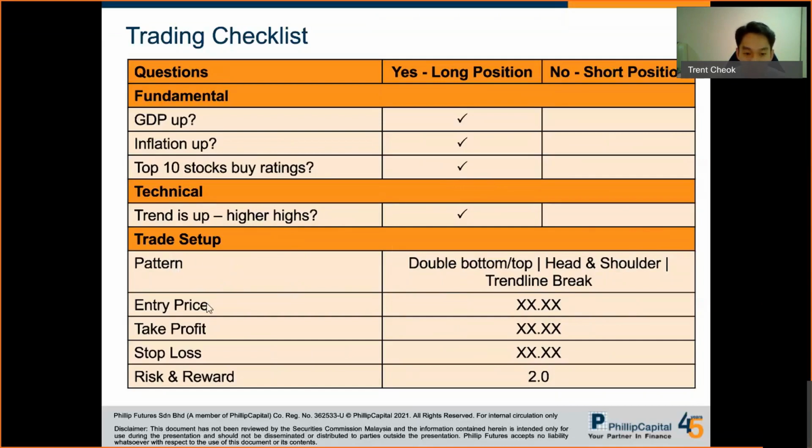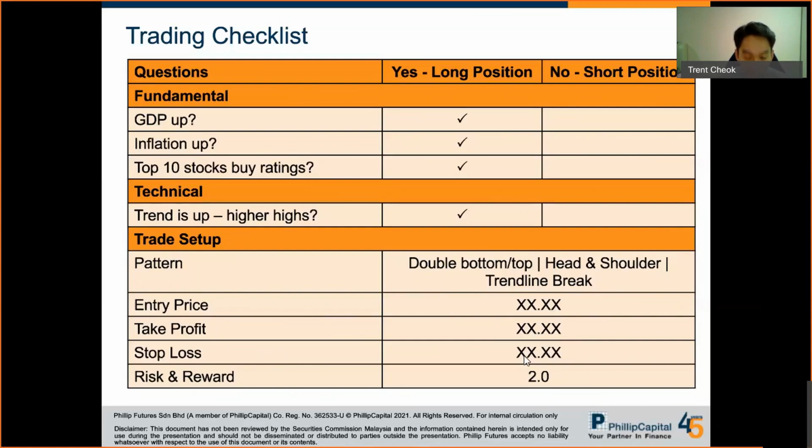Then next will be the entry price. So based on the pattern, where should I enter? Then what is my take profit point? That means where is the resistance for a long position? Then for a short position, where is the support for take profit? For the stop loss is the inverse of it.